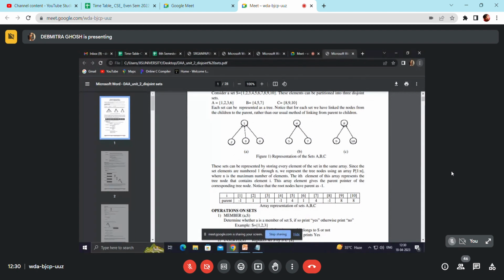So how are we drawing this tree? The parent node is the base node. In the parent we have 1. And then all of these are child nodes. Child nodes are 2, 3, 6, 5, 7, 9 and 10. And the parent nodes are 1, 4 and 8. There are three parent nodes, 1, 4 and 8, and there are 7 child nodes: 2, 3, 6, 5, 7, 9 and 10.